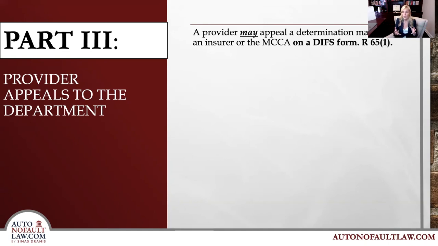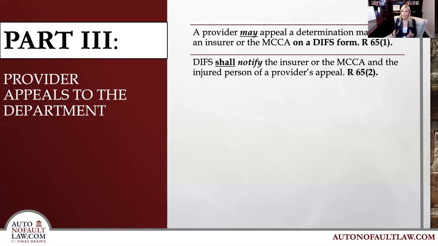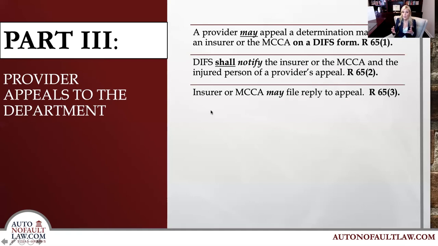But within the context of the utilization review process, which we're talking about as part of this presentation, a provider may, but is not required to, appeal an initial determination made by an insurer or the MCCA, most likely a denial of benefits, to DIFS on a form prescribed by DIFS. If a provider elects to pursue an appeal through DIFS, all of which again is part of stage 3 of the UR process, DIFS shall notify the insurer or the MCCA and the injured person, the patient or the claimant, of the provider's appeal. And that notification will be sent within 14 days of the provider's appeal.